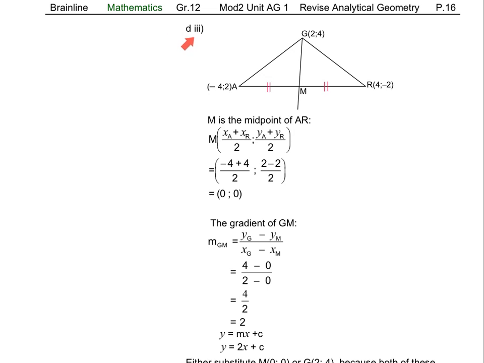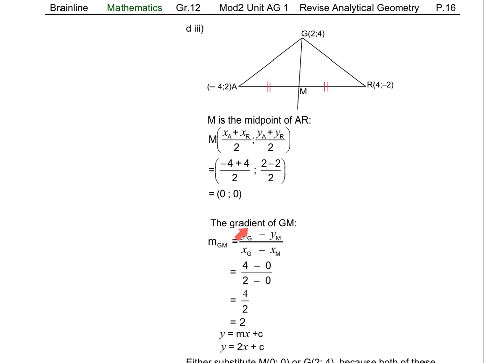For question D3, M is the midpoint of AR, and therefore we can calculate the coordinate by taking the x values and adding them together and then dividing by 2, as well as adding the y values together and dividing by 2. So the x values, minus 4 plus 4 divided by 2 is 0, and the y values, 2 plus minus 2 divided by 2 gives me 0 as well. So the midpoint is on the origin where x is 0, y is 0.